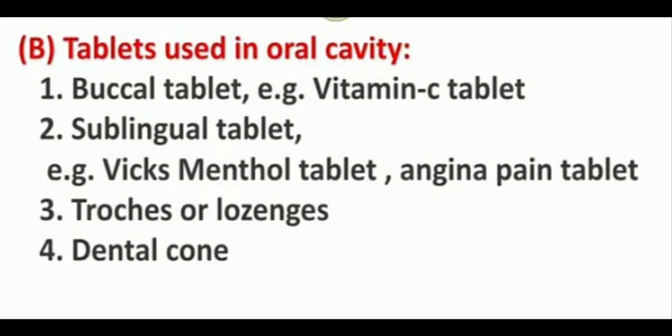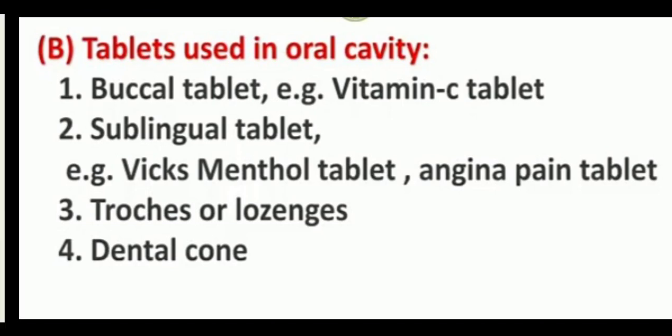Then we have type B, tablets used in the oral cavity, in which we have the buccal tablet, an example of which is the vitamin C tablet, and sublingual tablets. An example of the sublingual tablet is Vicks menthol tablet, or angina pain tablet. Then we have the troches or lozenges, and lastly the dental cone.